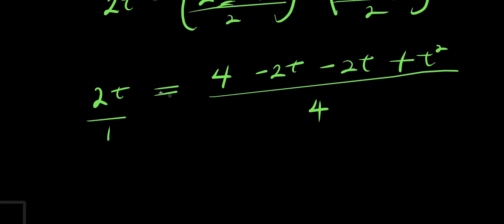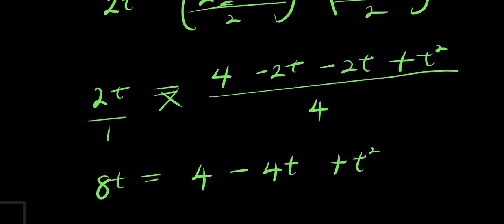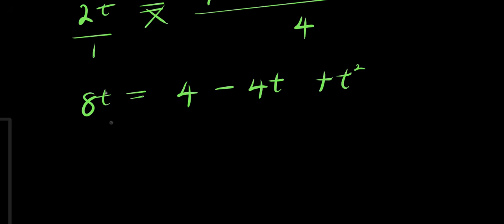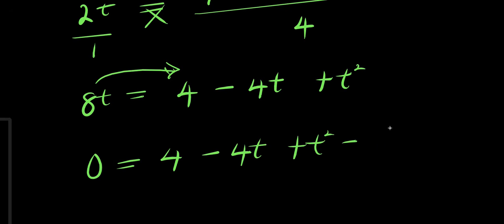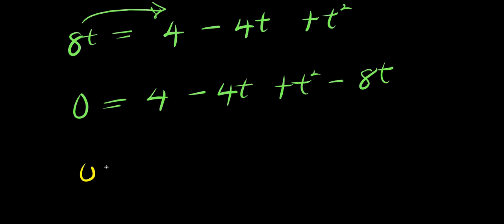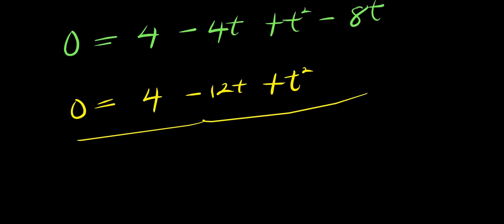From here, we cross multiply. We have 4 times 2t, that is 8t, equals 4 minus 4t plus t squared. From here, we move this 8t over here. We have 0 equals 4 minus 4t plus t squared minus 8t. So from here, we are going to have 0 equals 4 minus 12t plus t squared. So let's rearrange this. We are going to have t squared minus 12t plus 4 equals 0.